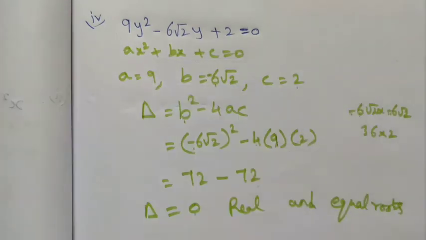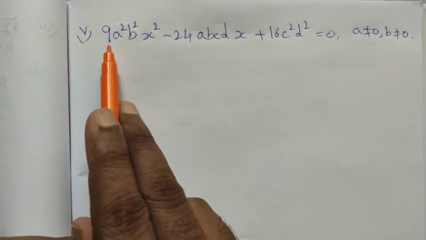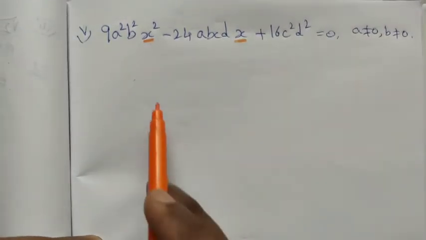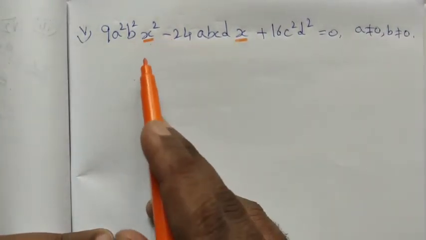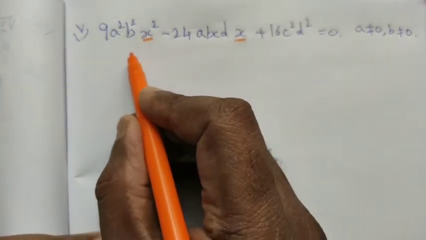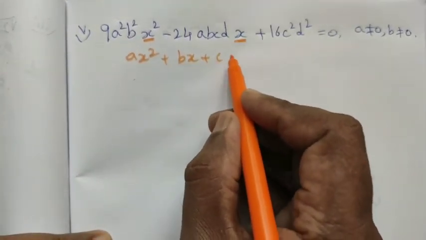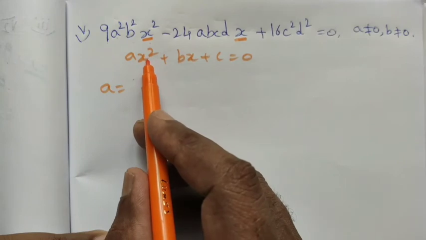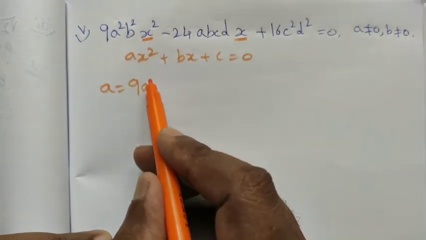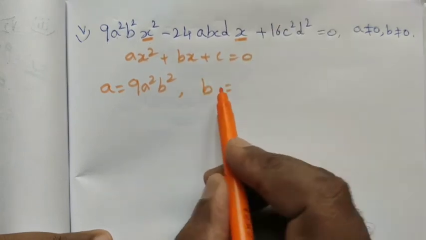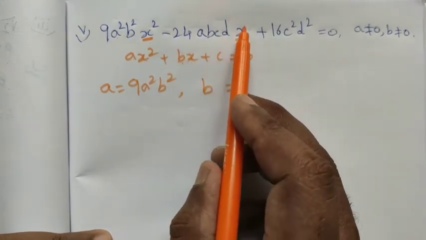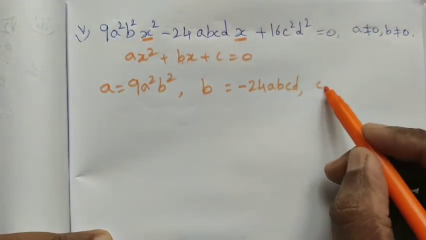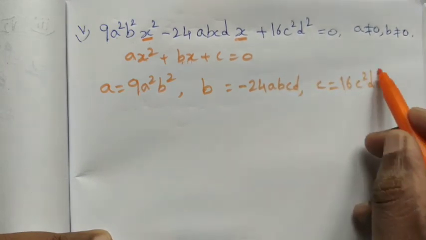That is the form. Next we see the Roman number 5: 9a square b square into x square. Here x is the variable. We consider x as the variable, and all the remaining terms we take as some real numbers. So in ax square plus bx plus c equal to 0, a is equal to 9a square b square, that is the coefficient of x square. And b is the coefficient of x, so except x, the remaining terms: minus 24abcd. And then c is equal to 16c square d square.